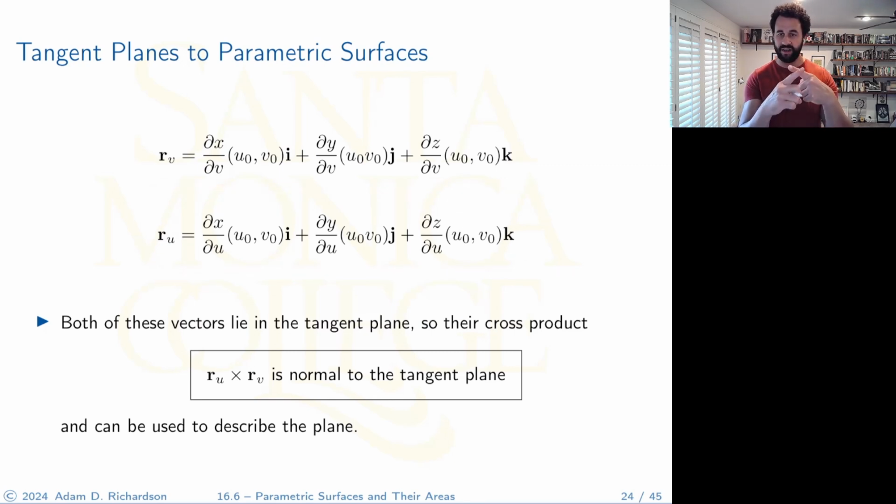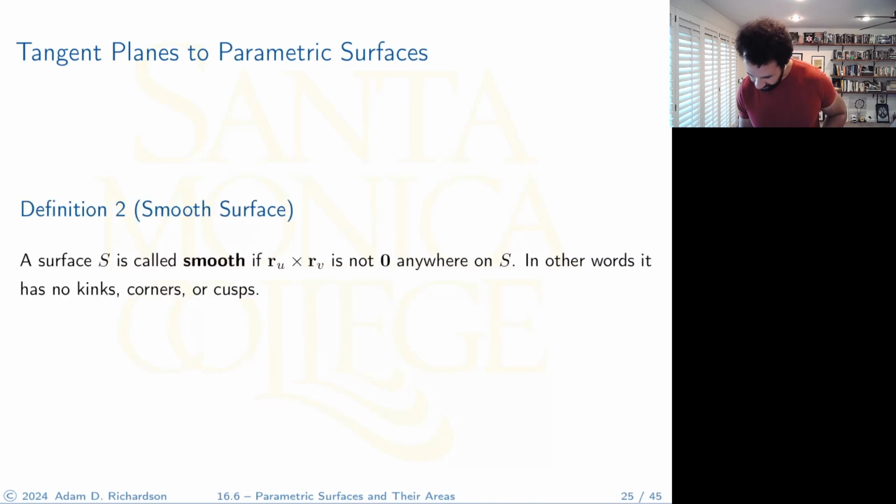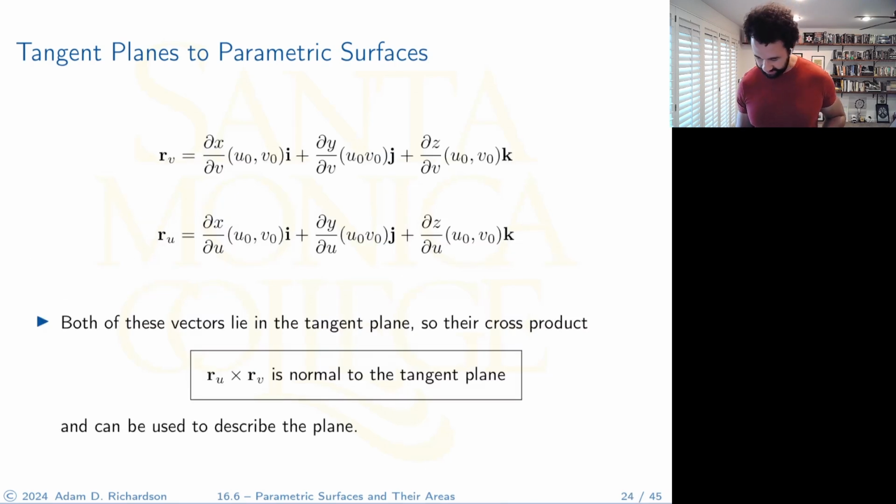Both of these vectors lie in the tangent plane, so their cross product is normal to the tangent plane. So this is what we need to compute. As soon as we compute this cross product, we have our normal vector. We already have our point, so we can describe the plane.